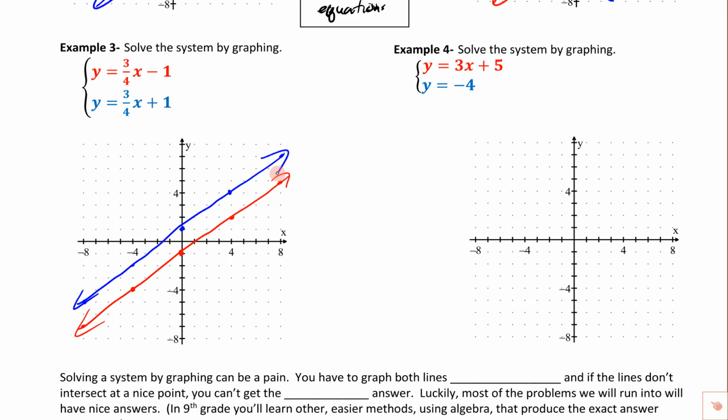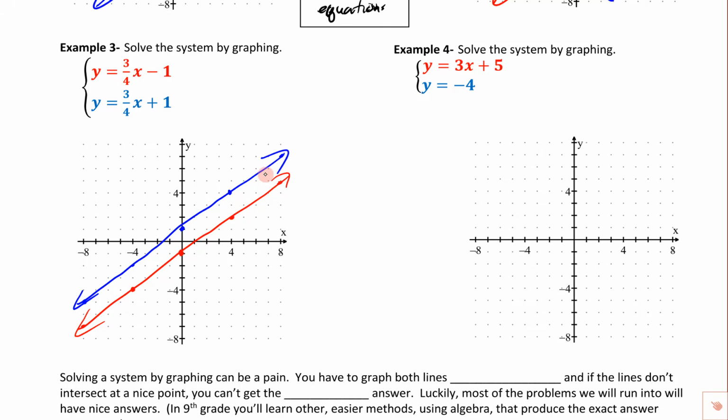Now, if the point of solving a system of equations is to find the point where the lines cross, or the point that would make both of the equations true, if the red line is a picture of all the points that work in the red equation, and the blue line is a picture of all the points that work in the blue equation, stop and think about this. These both had exactly the same slope, so we're going to continue this stair-step pattern. Are these ever going to cross?